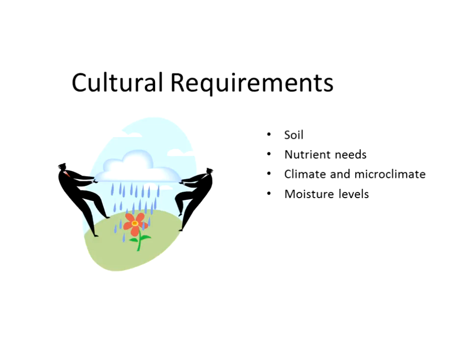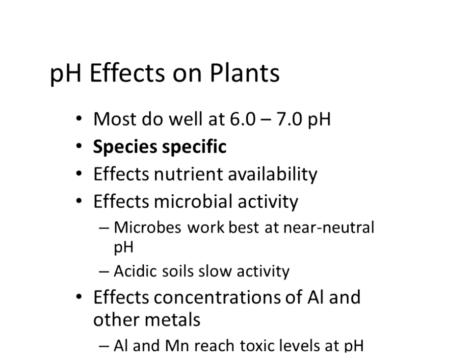Do they need heavy feeding, or is it something that they just need a little bit of? Then we'll talk about climate and microclimate, and then moisture levels. How much water does the plant really need? So if you look at this pH, we all know about pH. So most of them do well between that 6 and 7, again, depending what they are.